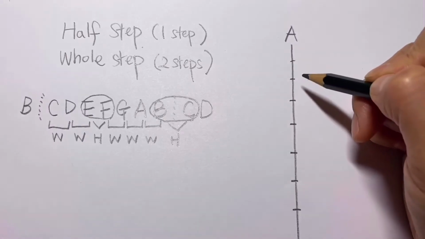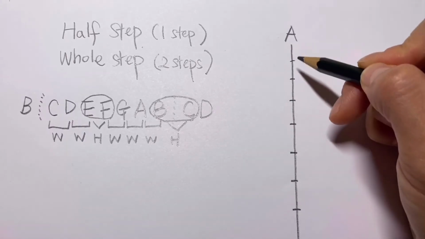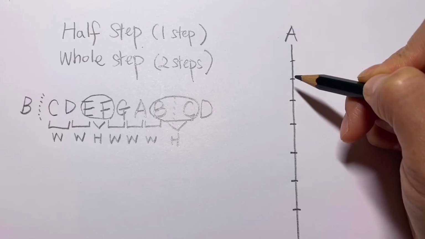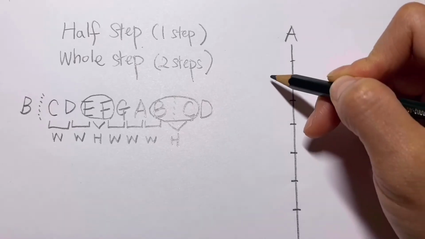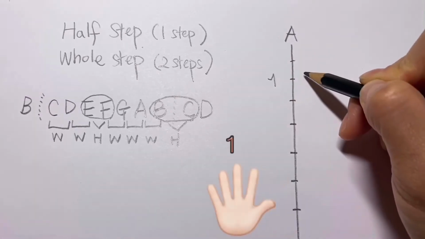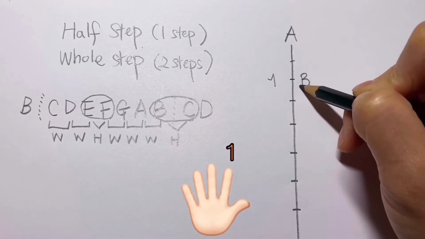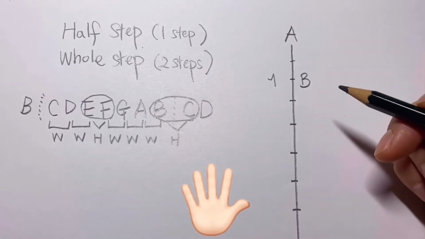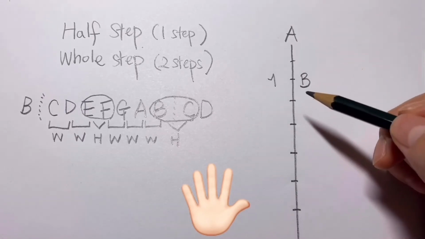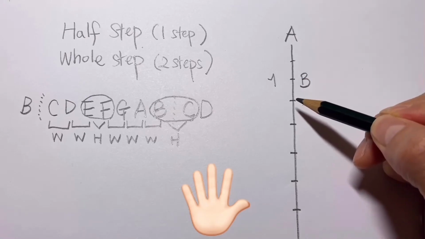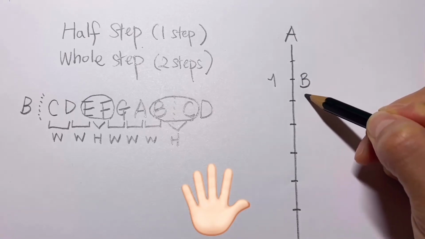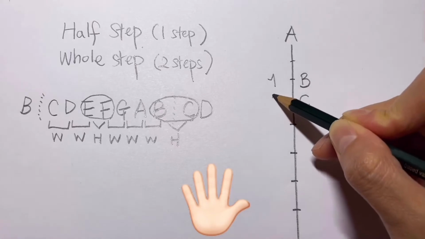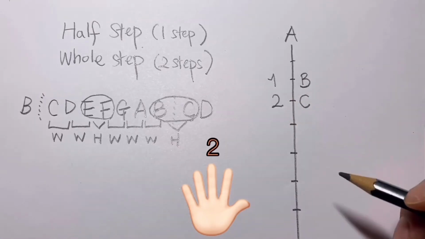Next note will be B. A and B is whole step, so 2 steps. So B will be right here by dropping first finger on A string. Next note will be C. B, C is half step, so 1 step. And drop second finger to play C.